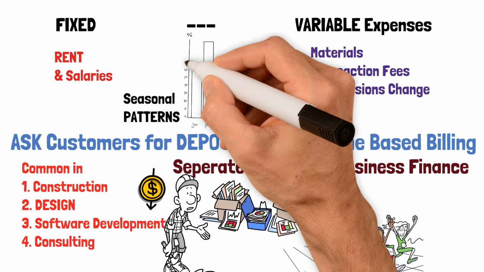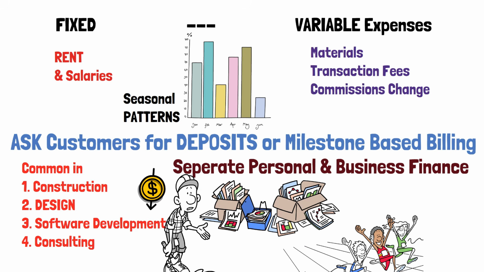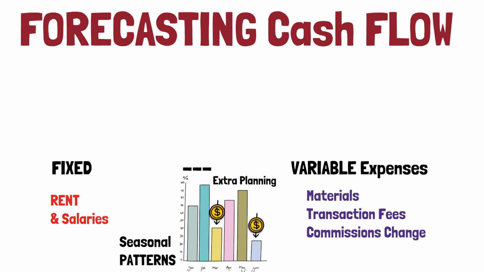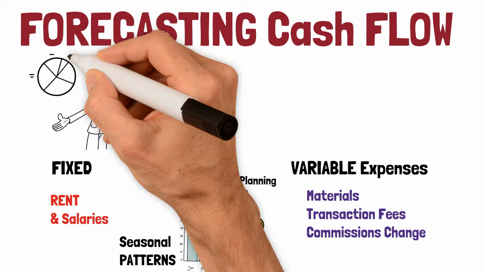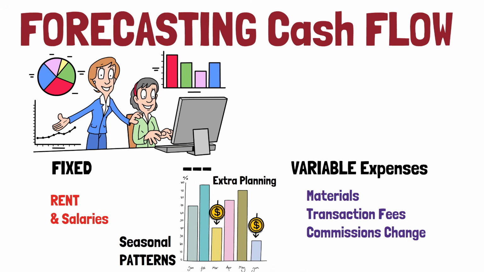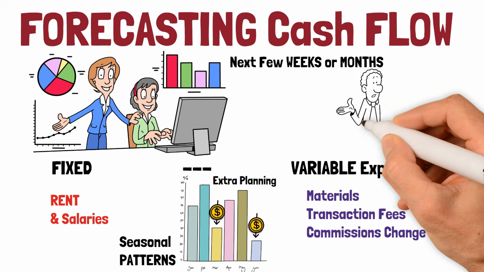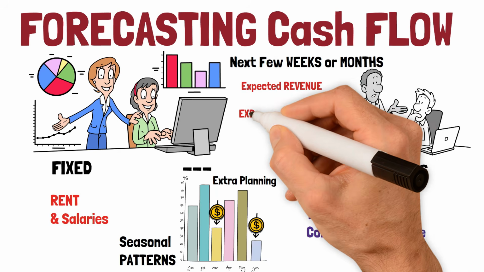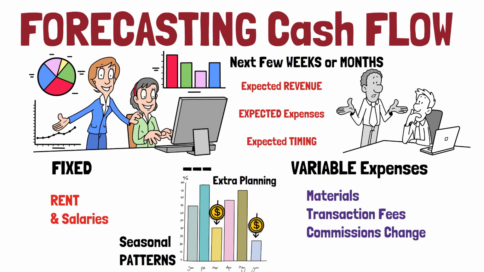Seasonal patterns can create positive or negative cash swings, so businesses in tourism, retail, or agriculture need extra planning and reserves during off-seasons. Forecasting cash flow is the next major skill, and it simply means predicting how much cash will come in and go out in the next few weeks or months. Many business owners are afraid of forecasting because it sounds complicated, but forecasting is often just listing expected revenue, expected expenses, and expected timing.